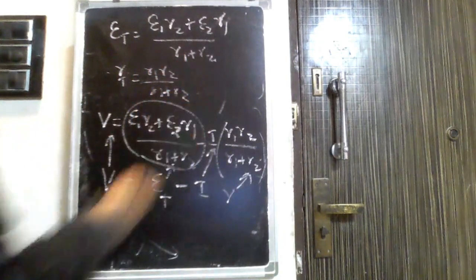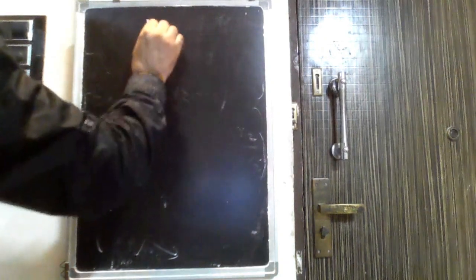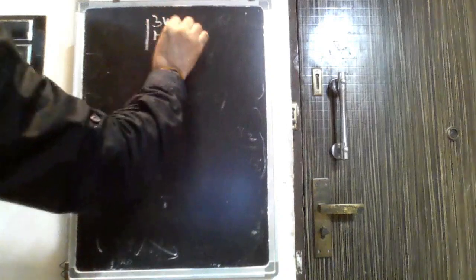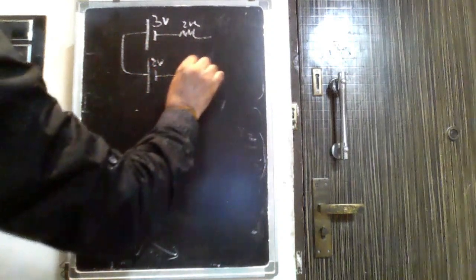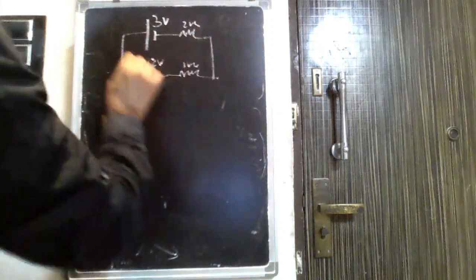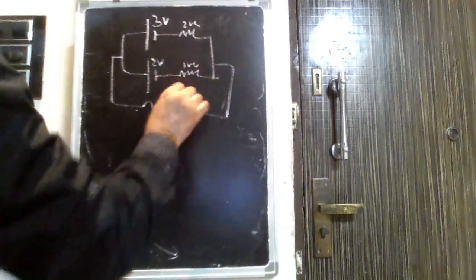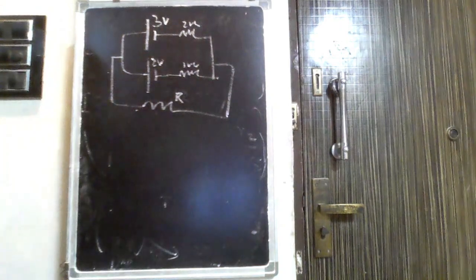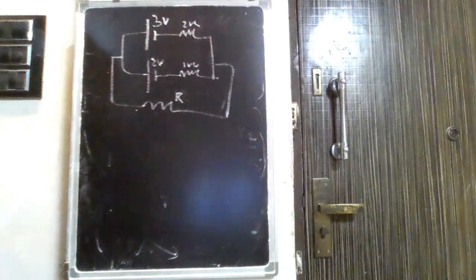So now understand one thing. If you are given in numericals two cells of different EMFs, and you want to know the total EMF of the circuit, it's very simple to find out. For example, I'll give you the information now. This is say 3 volt, 2 ohms, 2 volt, 1 ohm. This is connected to a resistor R. Let's imagine the voltage across R. The voltage across R is the total EMF of this system.